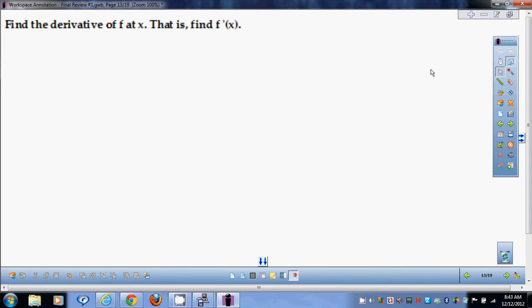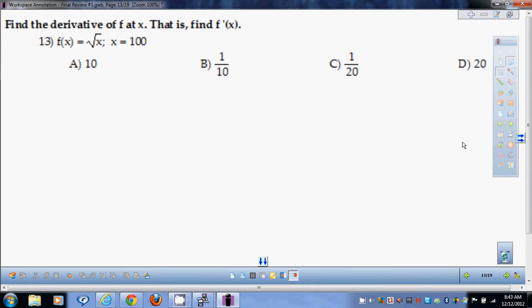Well, I'm just going to go and tell you. This is exactly like the last problem, it's just worded differently. And they didn't bother giving you the y value. They just want you to take the derivative and plug in 100. How can I rewrite square root of x so I can do the power rule? X to the 1/2. Power rule, bring down the exponent, subtract by 1. What's 1/2 minus 1? -1/2, which is 1 over the square root.